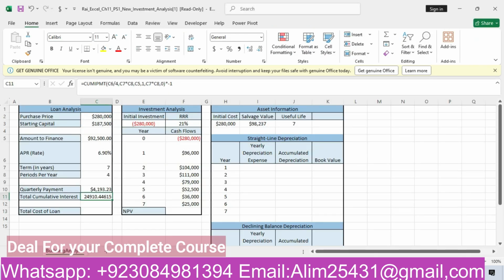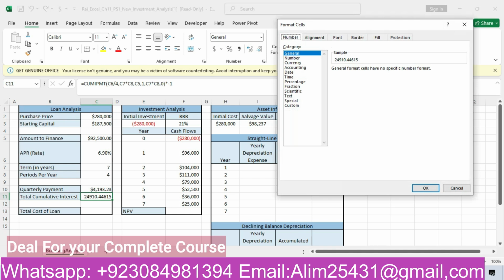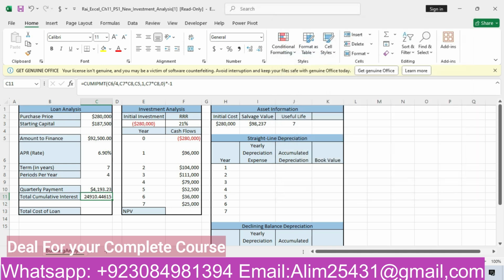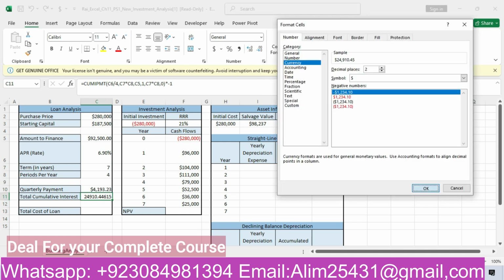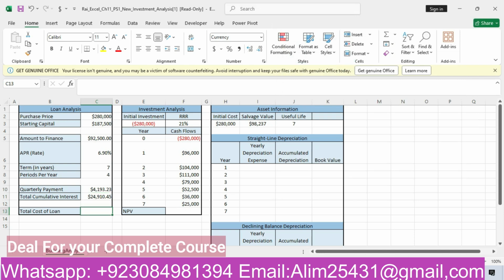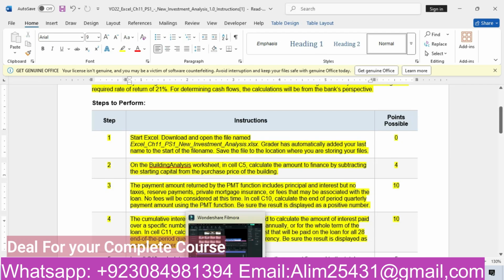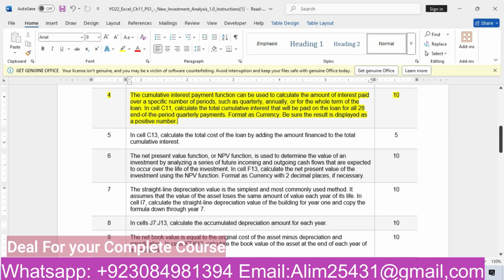So we will go here to the number group, launch the number format, and here we will select currency and press OK. So that is our result in the cell C11 by the cumulative interest formula.